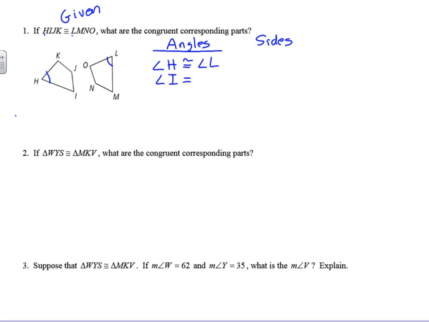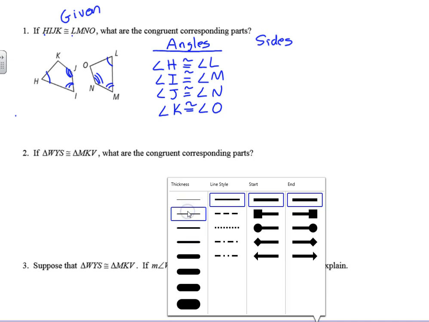Angle I is congruent to angle M, and we would do two markings, I and M. Angle J is congruent to angle N. So J is 1, 2, 3 markings. It gets a little hard with the fourth one, so I'm not going to mark it. I'll just say angle K is congruent to angle O. All right, let's grab a different color here for the sides.